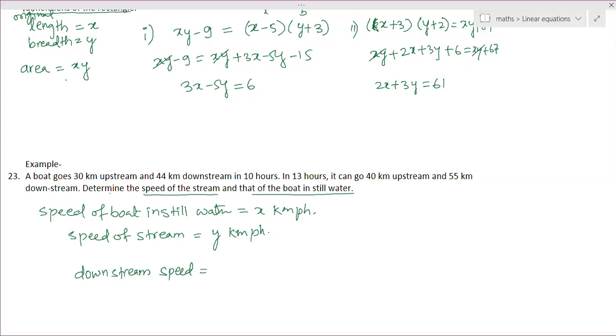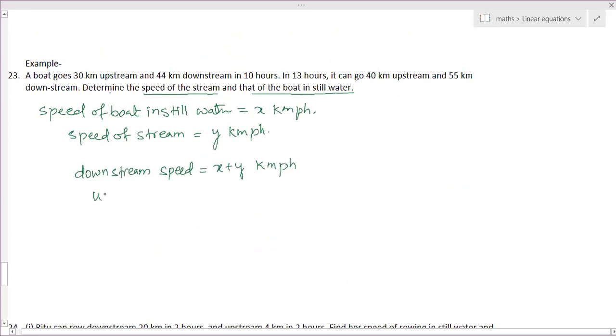If the boat's speed in still water is x, and the speed of the river is y kilometer per hour, then what will be the downstream speed? Ma'am, is it x plus y? X plus y, because both are moving in the same direction, so the speed gets increased by the sum. So x plus y kilometer per hour.